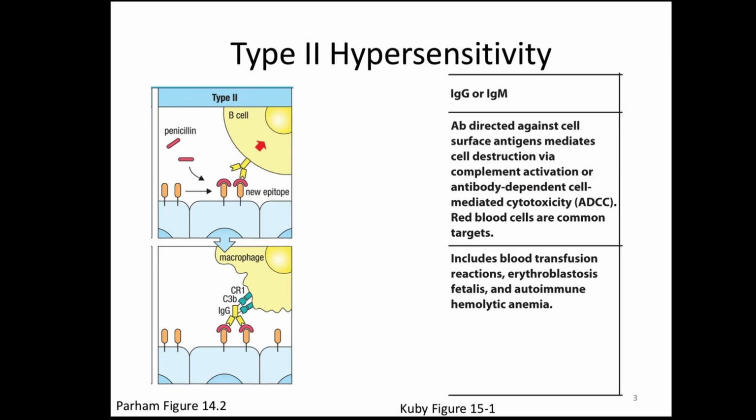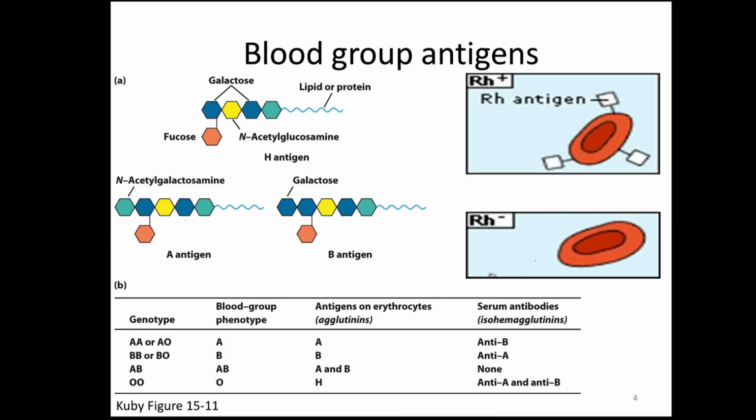So when we think about type 2 hypersensitivity reactions, there are a couple of famous examples. Both of them actually involve red blood cells, and in fact you can see here red blood cells are a common target in a type 2 hypersensitivity reaction. And so the first example we have to think a little bit about is with blood group antigens.